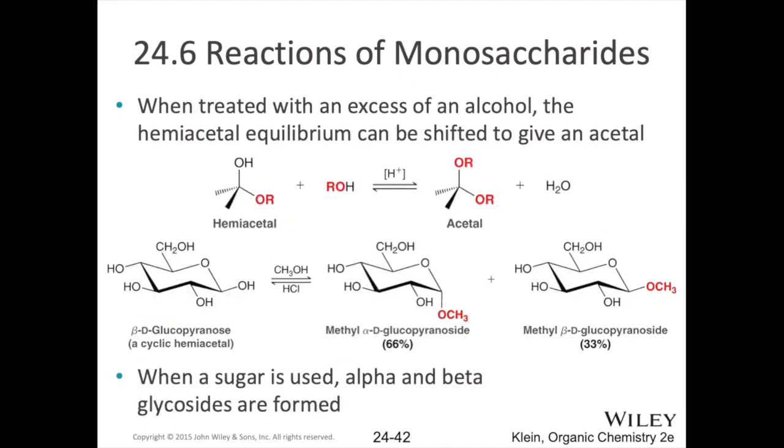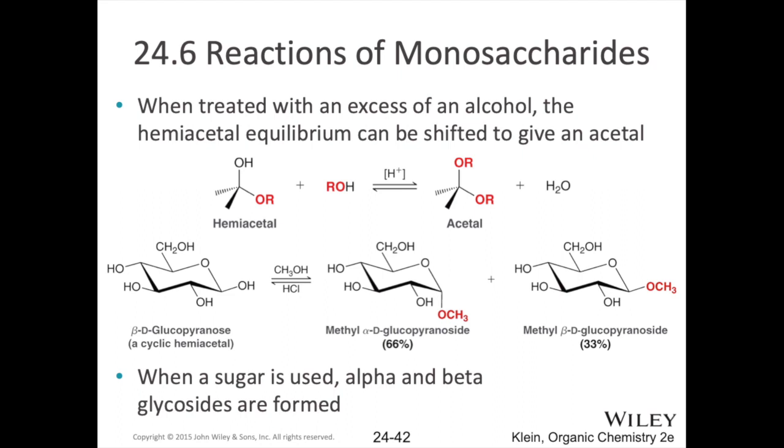I mentioned that the cyclic form of our monosaccharides is a hemiacetal, right? In order to close that ring, your alcohol group converts your carbonyl into an alcohol group, and therefore you've got your hemiacetal. If you react your hemiacetal with an alcohol, you'll convert it into an acetal. We've seen this back in our chapter on aldehydes and ketones. And that's no different here.